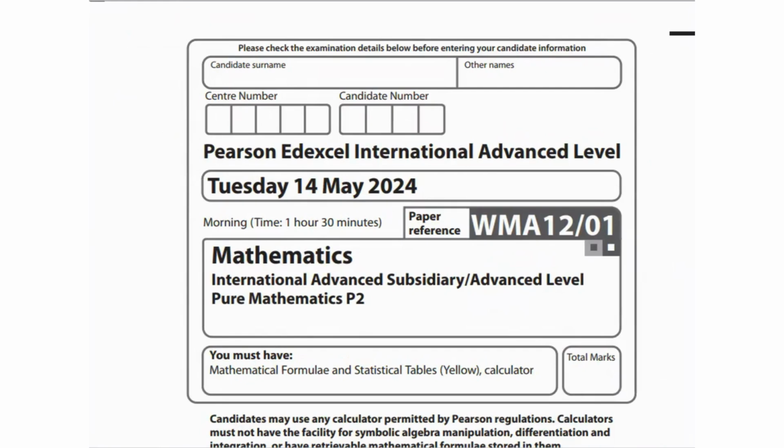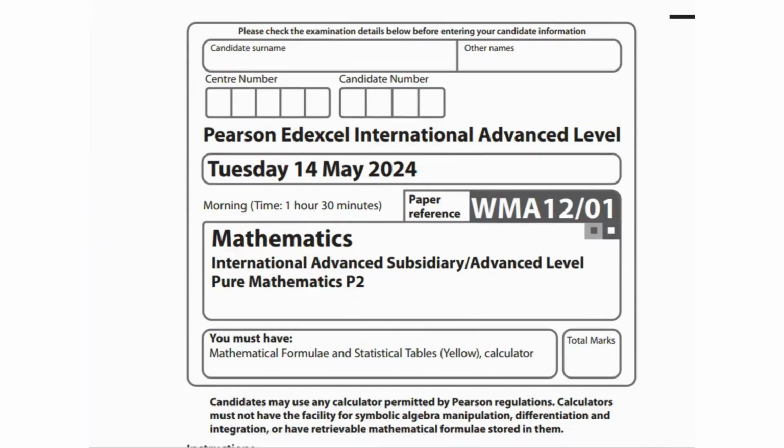So today we're going to do paper 2 for Basic Edexcel International Advanced Level. This is paper 2, Pure Math 2 for May 2024. I've already uploaded the video for paper 1, which you can access at the link above. Let's start with this one and see how difficult or easy paper 2 was.